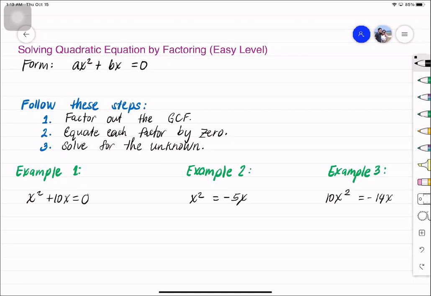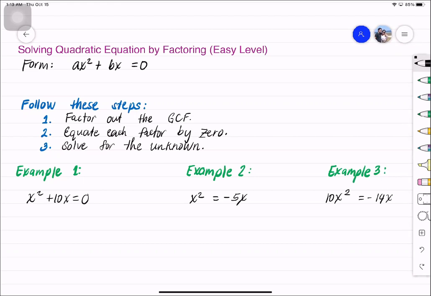There are three steps. The first one is to factor out the greatest common factor, which you have learned during your grade 8. The second one is to equate each factor to 0. When we say equate each factor to 0, we just simply put equal 0 for each factor. Last but not least, the third one is to solve for the unknown.